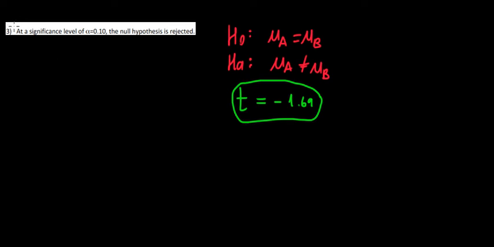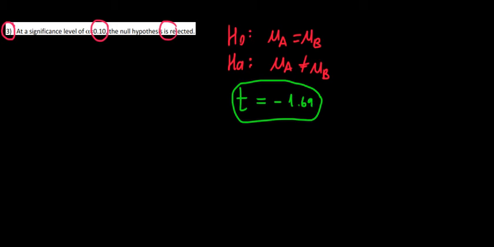Let's have a look at question 3 now. So at the significance level of alpha equals 10%, the null hypothesis is rejected. Let's recall the hypothesis, whether the means between the groups are equal of the waste production or not. We found our t value in the previous video, that's minus 1.69. Now, like with every other test, we have to compare this with the t critical value.